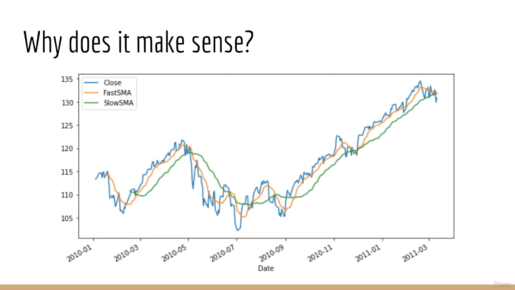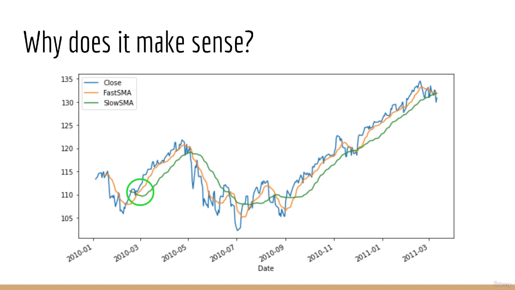The question now is, why does this strategy make sense? Let's consider the first case where we buy, because the fast-moving average crosses the slow-moving average from below. This means that the stock's price is trending upward. The fast-moving average captures this upward trend, but the slow-moving average is taking a bit more time to react. Of course, this is predicated on the hope that this upward trend will continue.